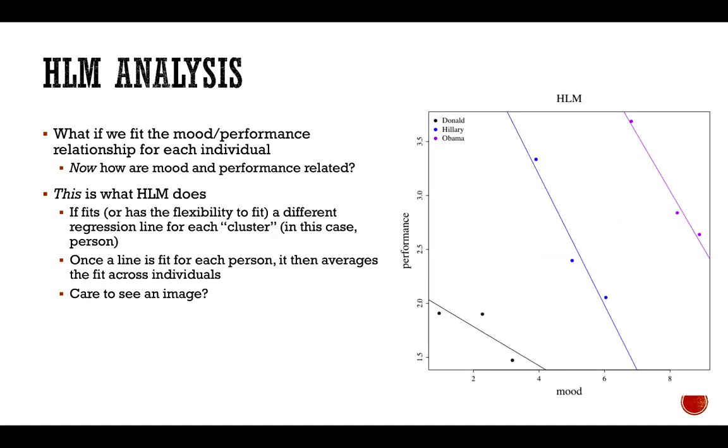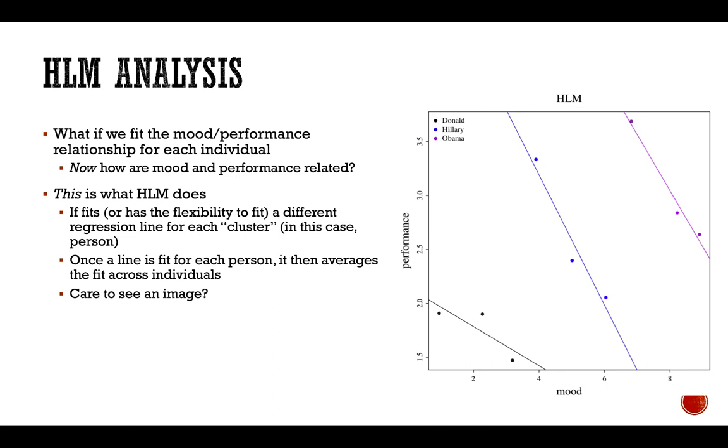So now let's look at an HLM analysis. What does an HLM analysis do? Basically it says, what if we fit the mood performance relationship for each individual? Now how are mood and performance related? Well, it looks like there is a negative relationship. As you increase in mood, your performance actually goes down. Maybe you get a little overconfident.